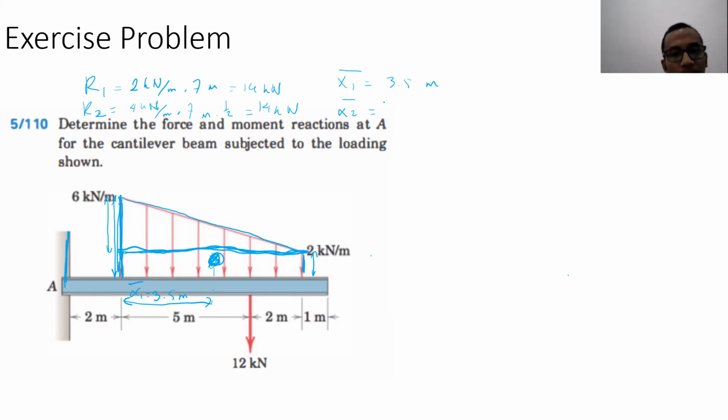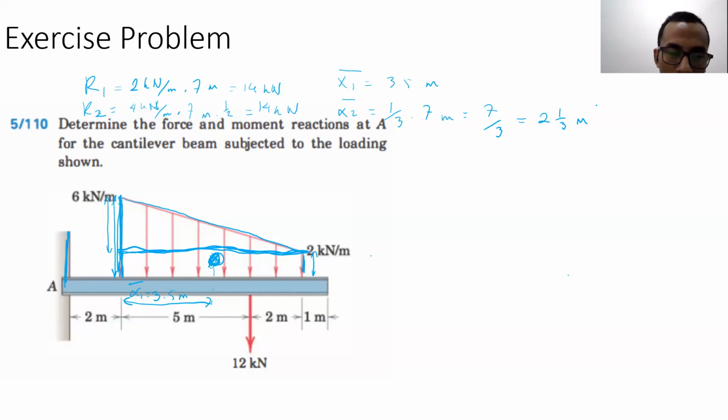Now x2 bar. The x2 bar is for the triangle, so it should be half. I'm sorry, 1/3. 1/3 times 7 meters, 7/3. It should be 2.33. But is it from the left or the right side? It's from the right side, sir. No, I'm sorry, left side. Yeah, correct. Left side.